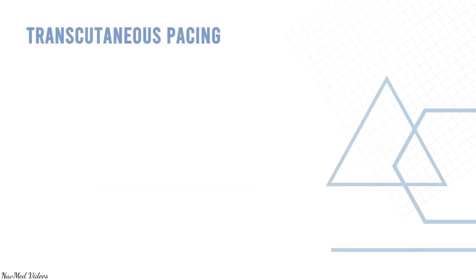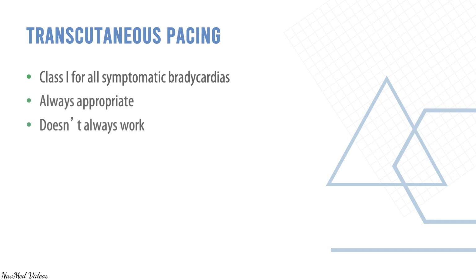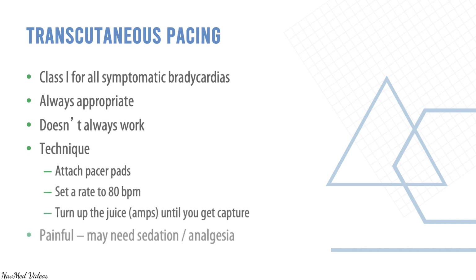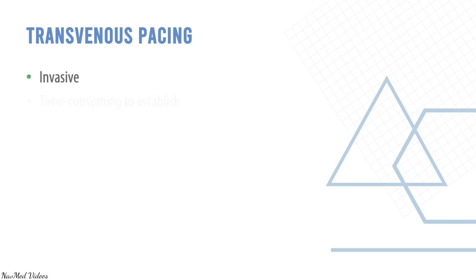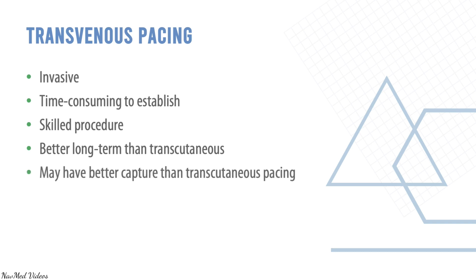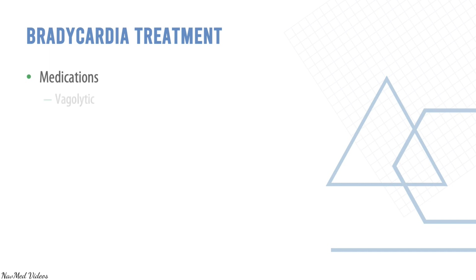Okay, remember, transcutaneous pacing is for all symptomatic bradycardias. It doesn't always work. You basically attach pacer pads to about 80 beats per minute rate and turn up till you get the capture. Painful, may need sedation. Transvenous pacing can also be done, but it's an invasive, time-consuming, skilled procedure, but it's better in the long term and can have better capture. Treatment medications are vagolytics like atropine or adrenergics like epinephrine or dopamine.